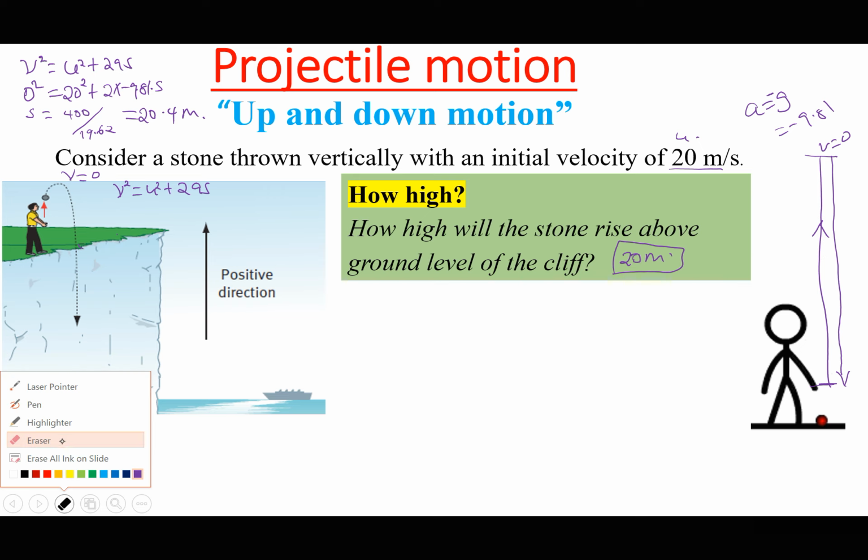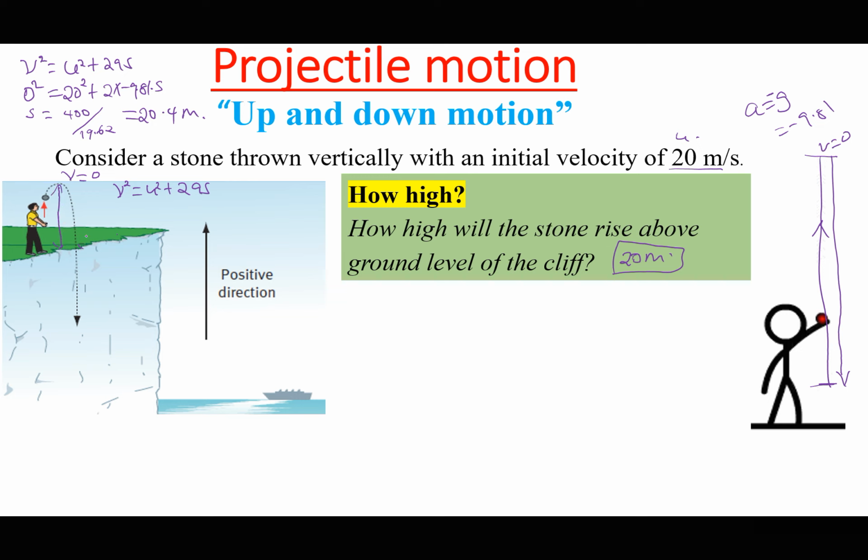So if it is projected from the ground level of the cliff with a speed of 20 meters per second, then it has moved through a vertical distance of 20 meters to reach the highest point. So that's number one. We have seen how high it rises. In the vertical, remember the takeaways here: at the highest point velocity is 0, number one. Number two, as the object moves against gravity, the acceleration is negative 9.81.